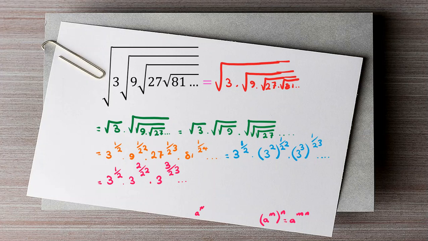Another power rule is that a to the m times a to the n is a to the m plus n. So if we apply it here, it will be 3 to the power of 1 over 2 plus 2 over 2 squared plus 3 over 2 cubed, and so on. So we should find what the power is. The power is 1 over 2 plus 2 over 2 squared plus 3 over 2 cubed, and so on, and what is it?